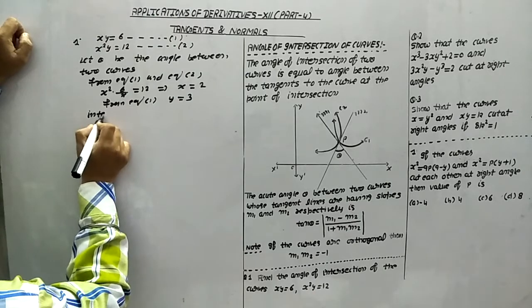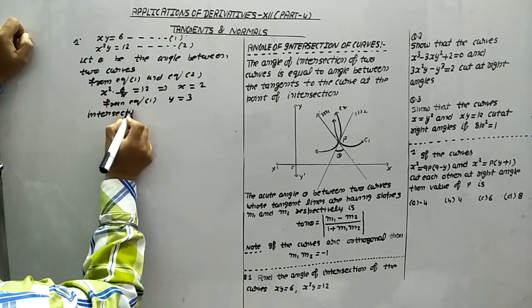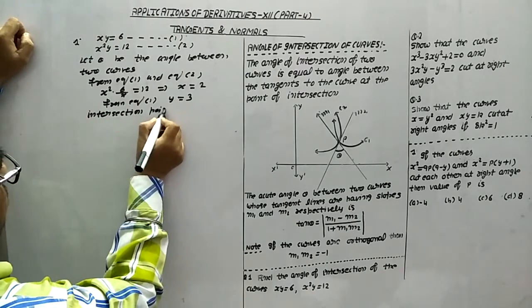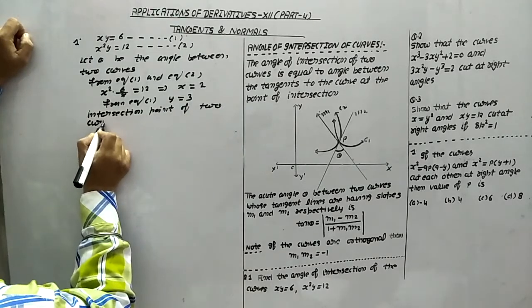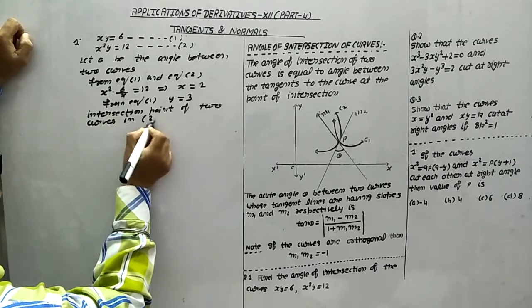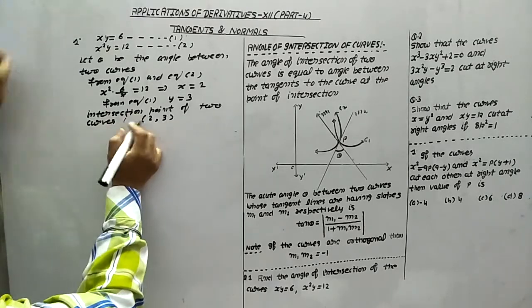Therefore, the intersection point of the two curves is, what is this? 2, 3. It is (2, 3).